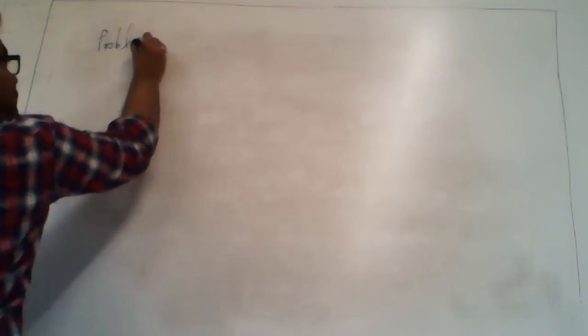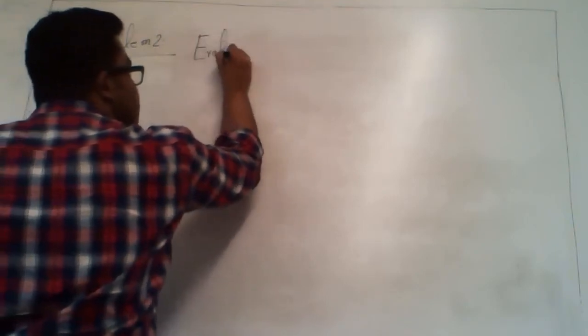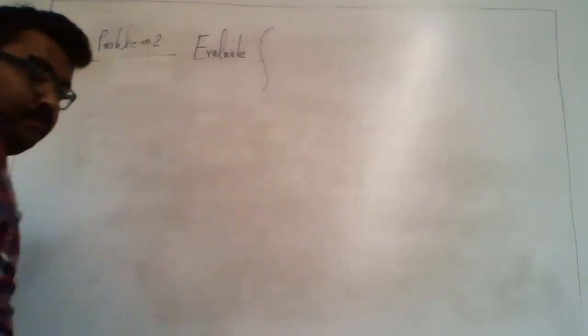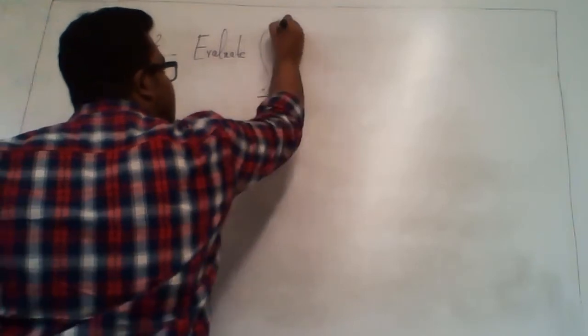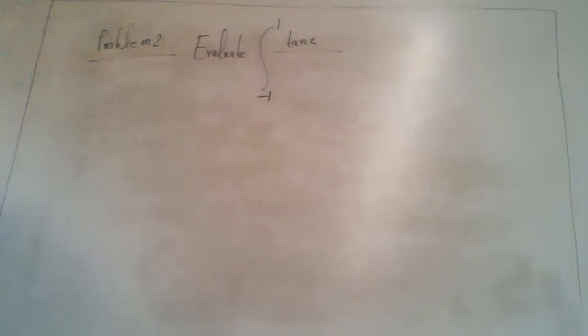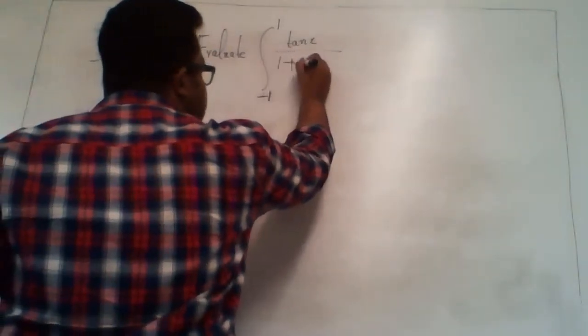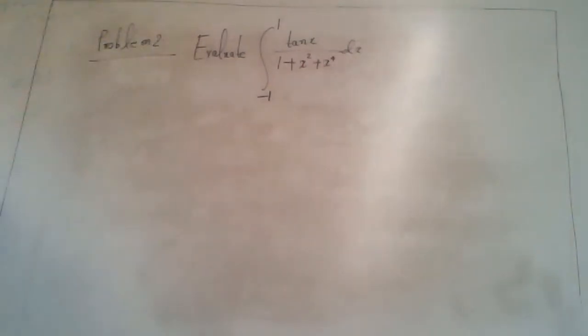So problem 2 is: evaluate the integral from minus 1 to 1 of tan x divided by 1 plus x squared plus x to the power 4 dx. This is your second problem.